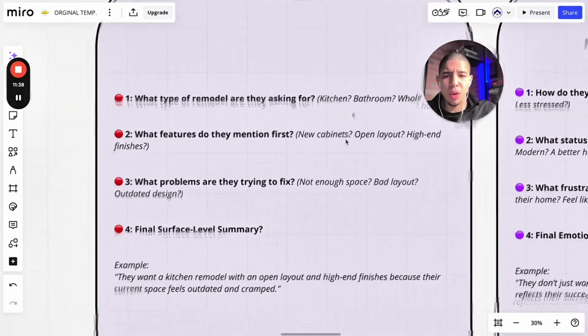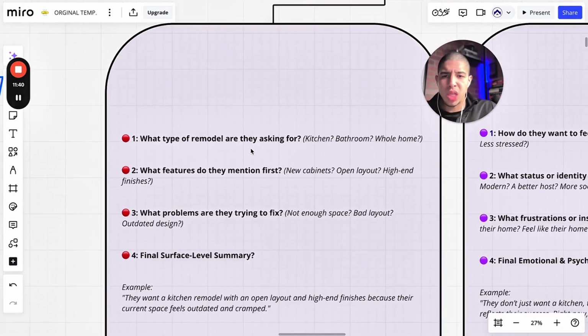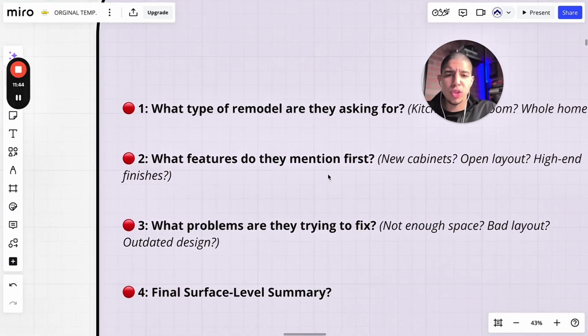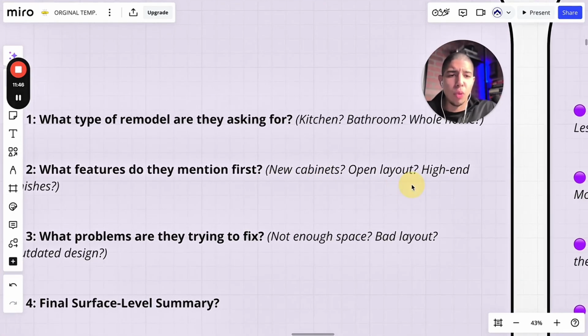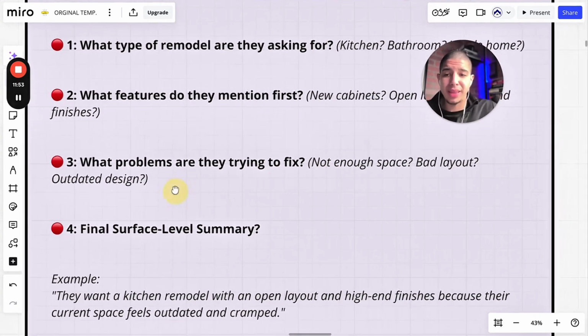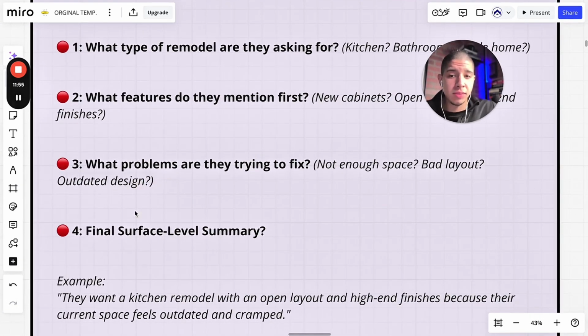So what do they think they want? And this is going back to the client. What type of remodels are they asking for? Kitchen, bathroom, whole home? What features do they mention first? New cabinets, open layout, high-end finishes? What's on the top of their mind? What problems are they trying to fix? Not enough space, bad layout, outdated design, right?